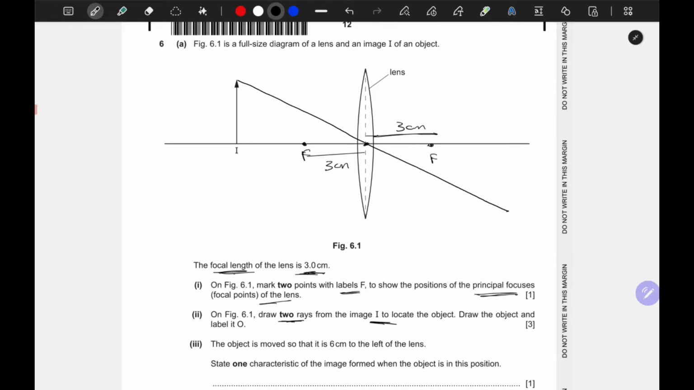It goes through the center of the lens, and the other one has to go straight, or it can go through the focal length, this focal length, and then goes straight. Make sure this lens goes through the point. So basically, our image is going to be over here, or our object, and then we label this O.